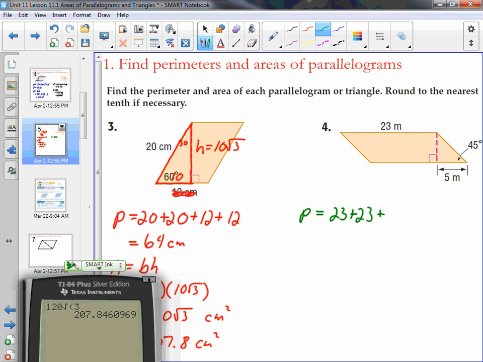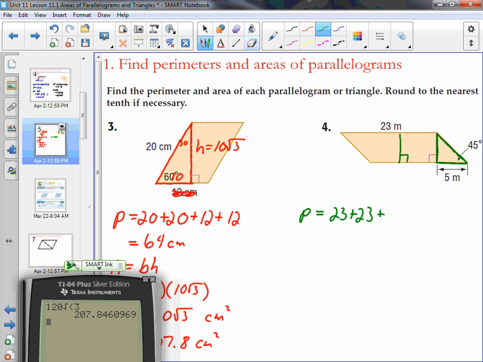Quite often, they will draw in the height in a useful place. If they don't, we will. For instance, if they'd drawn the height in right there, that's not a very useful place, is it? Okay? We need right triangles. Almost always, if they don't just flat out tell us the height, we need a right triangle to help us figure out the height. And in this case, not just the height, but also one of the missing sides of the parallelogram. Okay?